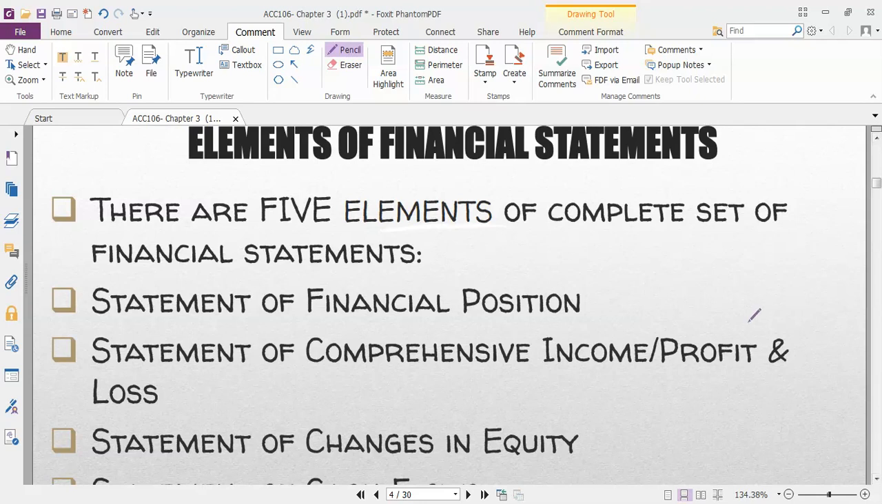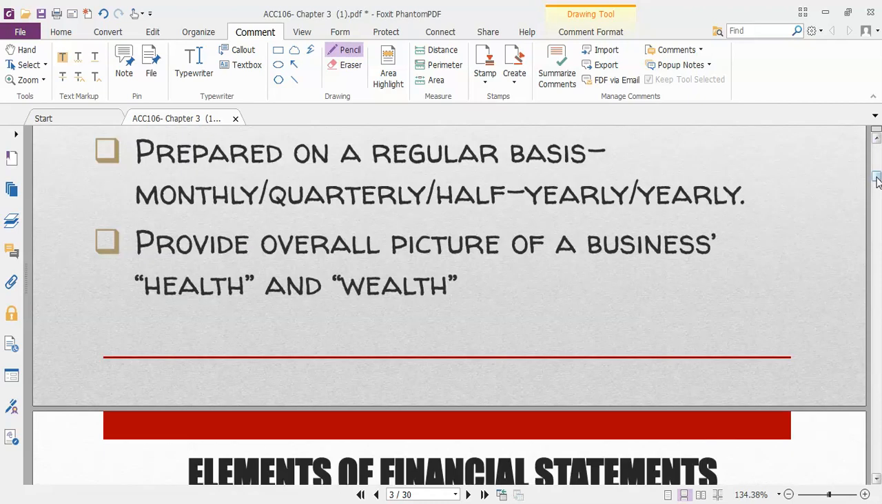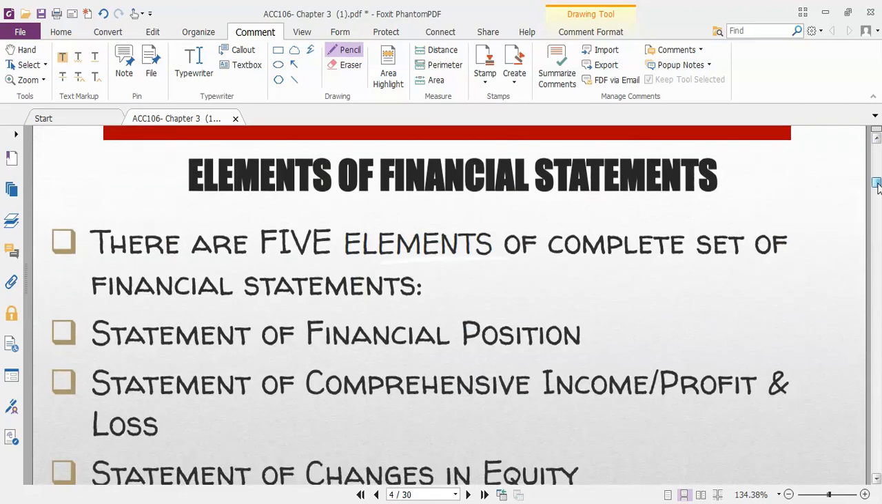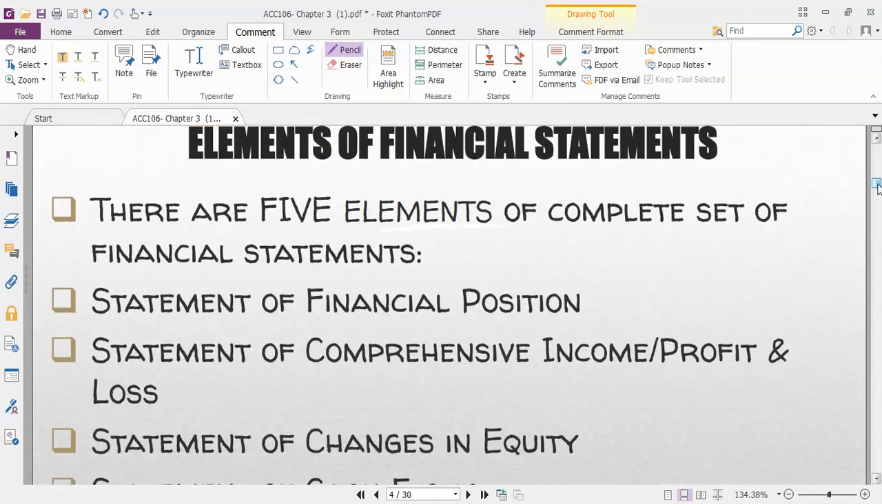Okay. So generally, we have 5 elements of complete set of financial statement. Okay, yang saya inform tadi ada 2 sahaja. 2 tu maknanya untuk student pra dia akan cover untuk 2 financial statement sahaja. Okay. Yang pertama statement of financial position. Yang kedua statement of profit and loss. Yang ini saja yang you cover.